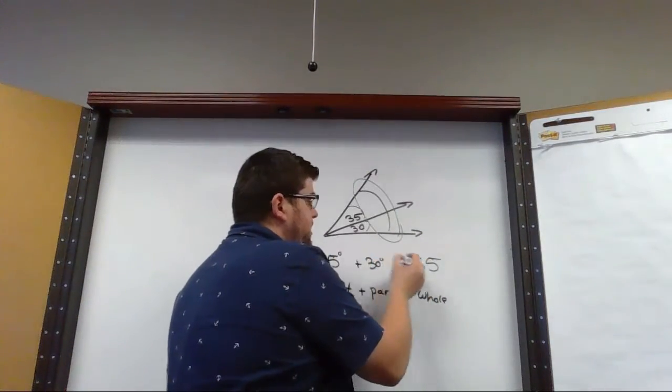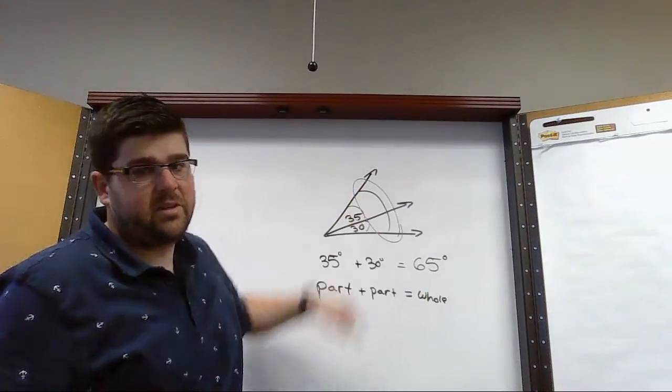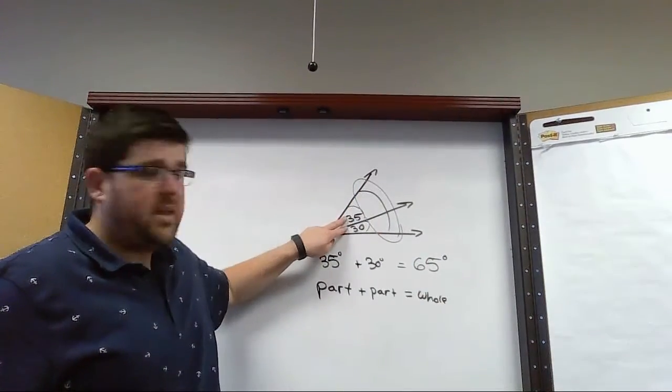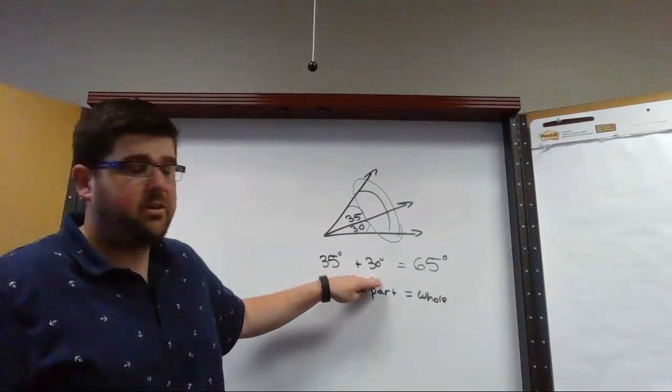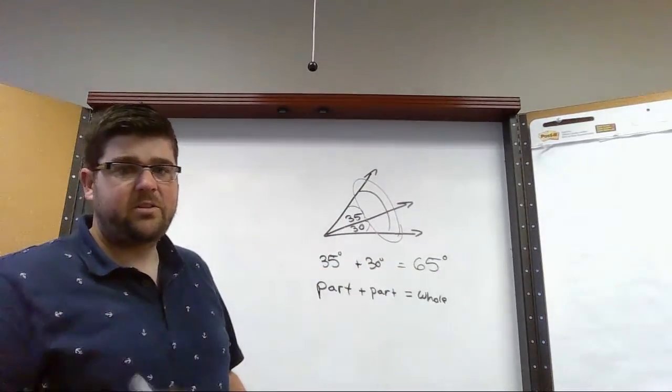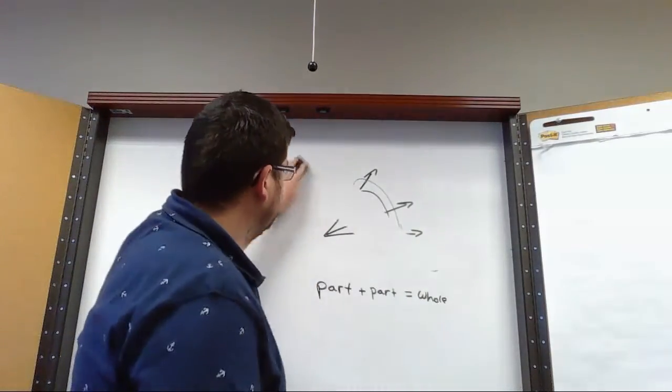So I know, and that's going to be degrees, I know that the measure of this bigger angle from here to here is 65 degrees. So when they give you two parts, all you have to do is add them up. 35 degrees plus 30 degrees is going to equal 65 degrees. Let's try another one.